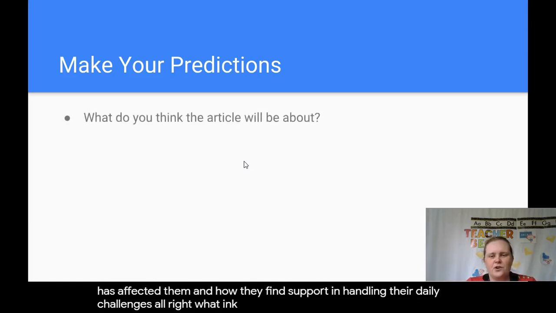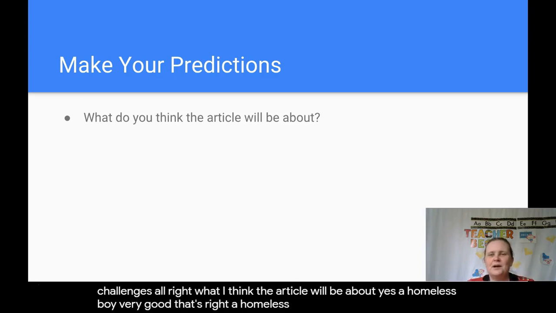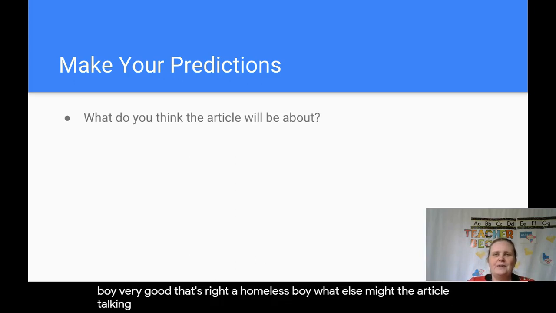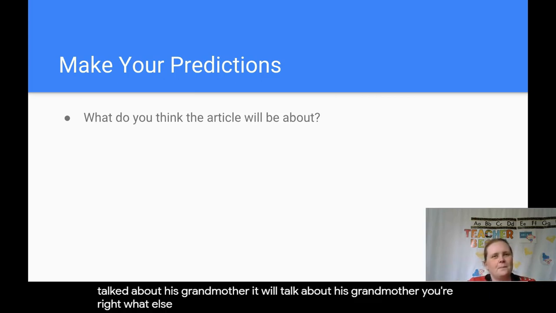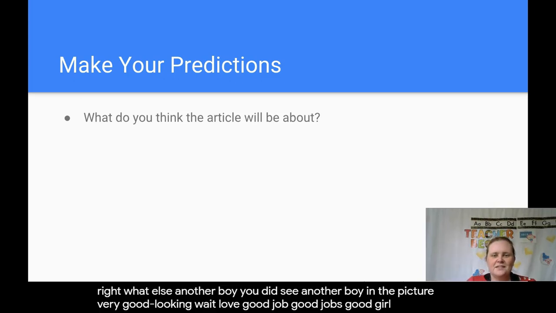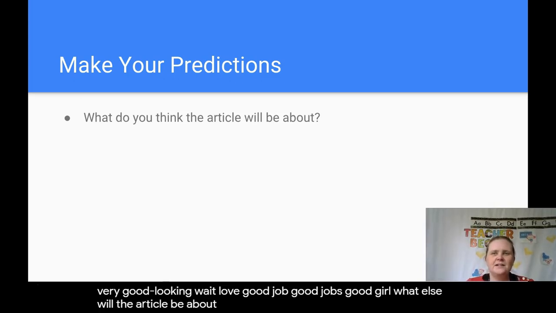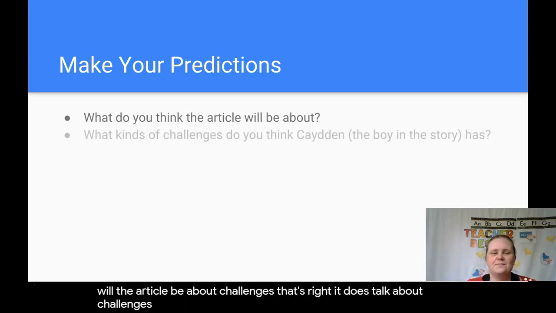What do you think the article will be about? Yes, a homeless boy. Very good. That's right, a homeless boy. What else might the article talk about? His grandmother. It will talk about his grandmother. You're right. What else? Another boy. You did see another boy in the picture. Very good looking. What else will the article be about? Challenges. That's right. It does talk about challenges.